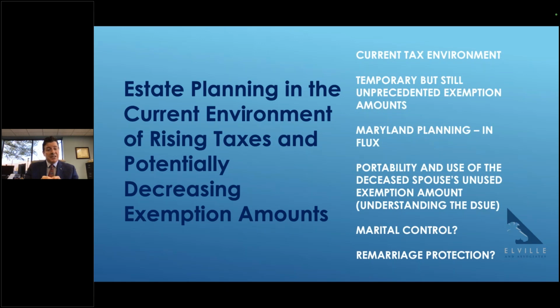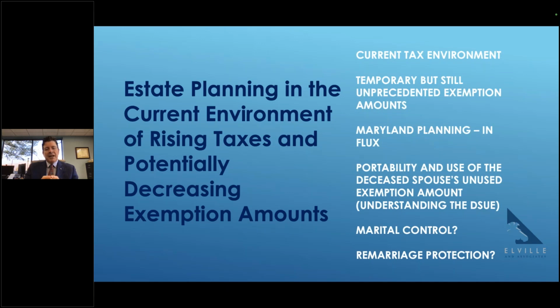The state estate tax exemption in Maryland is 5 million, and it is to be seen whether that will be reduced if the federal exemption is reduced in 2026. But we are living in this unprecedented time of high exemption amounts, and hopefully they will continue and not end in 2026, but they very well may end as per the current law. So these are unprecedented amounts. If you are a person of higher net worth, we want to examine this and see if there's any planning that needs to be done now before these exemption amounts go away.